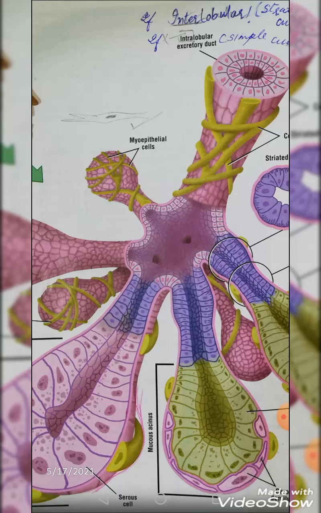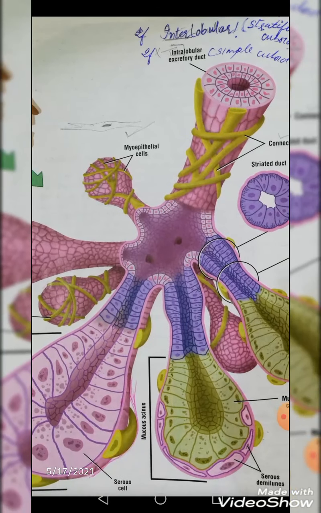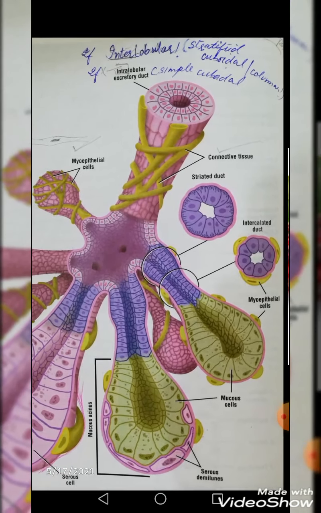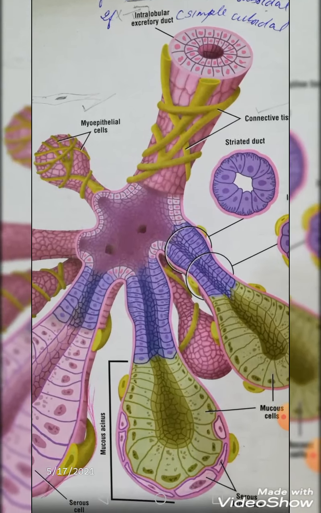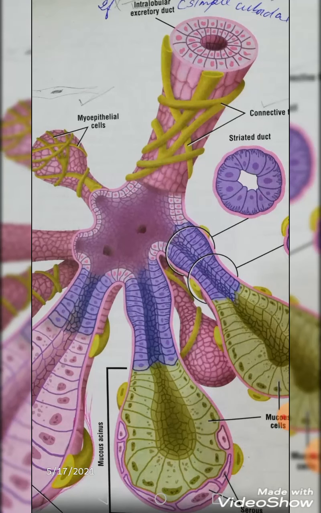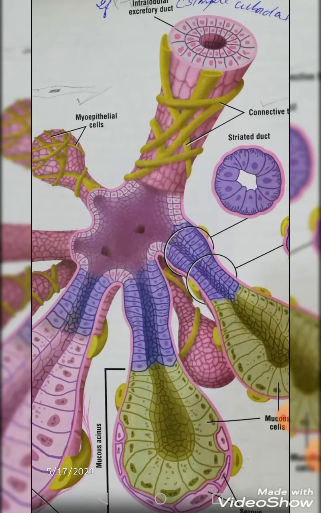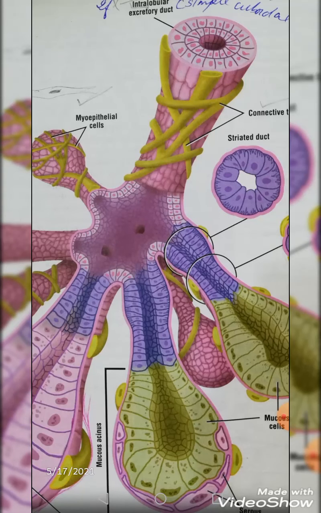These ducts are longer in the parotid and submandibular glands, and you expect them to be shorter in the sublingual gland. Now we have to see that when these intercalated ducts merge, they form the striated duct. And these two, the intercalated duct and the striated duct, are also called intralobular ducts because they are still present in the lobules.